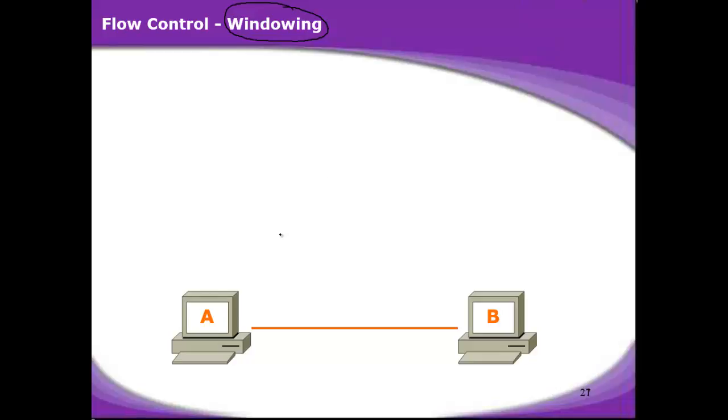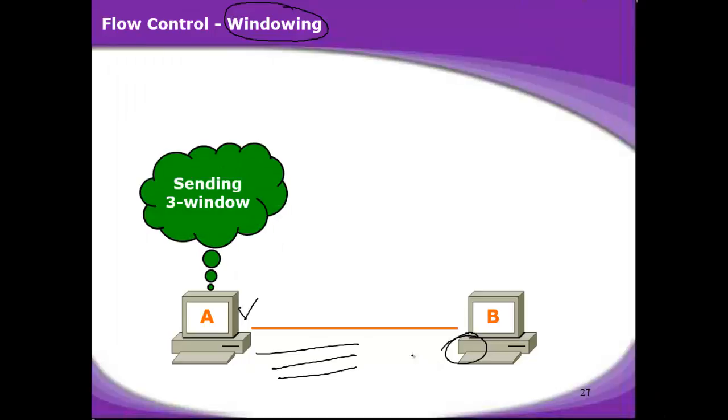So the last function of the transport layer is very important, that is windowing, and this windowing is used for flow control. Flow control is a mechanism to make sure that the sender is not sending more data than the receiver can process or handle. So how is it done? By using the concept of windowing.